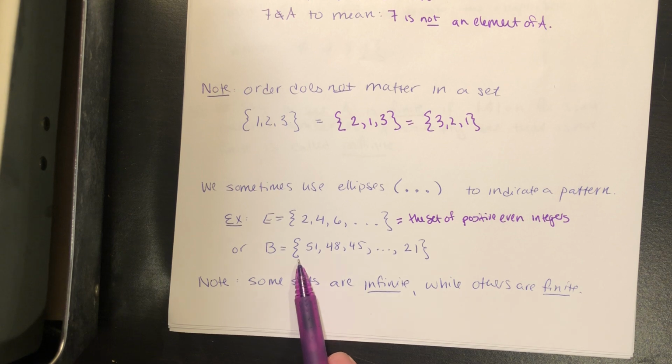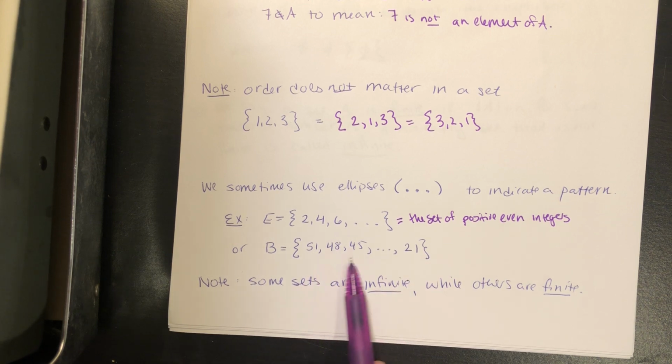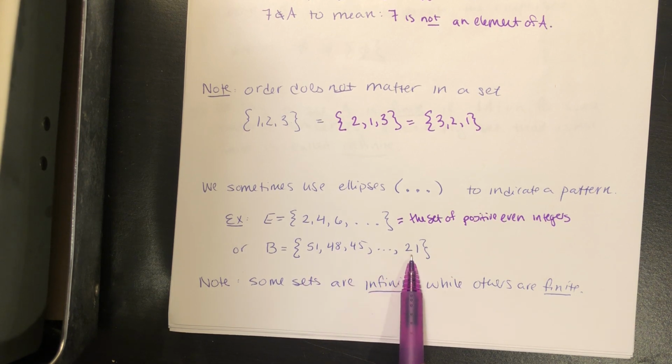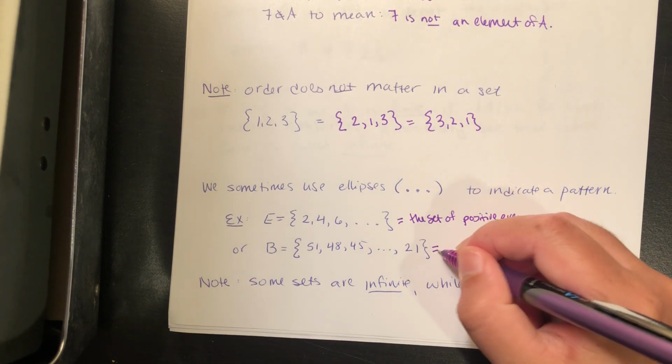We could also describe a set as something like this. So this is 51, 48, 45, ... all the way down to 21. I don't know that there's a great way to describe this particular set, but I'm going down by 3 each time, and I land at 21, which is also a multiple of 3. So maybe you could describe this as all the multiples of 3 between 21 and 51. Or you could even, if you wanted to, just list out all the members of this set.